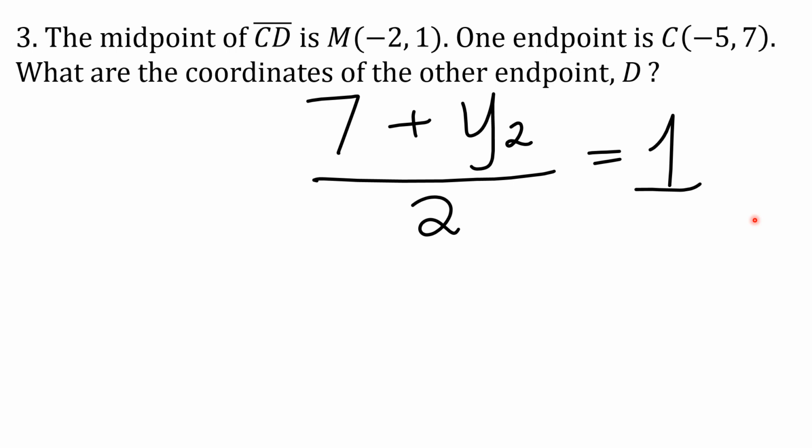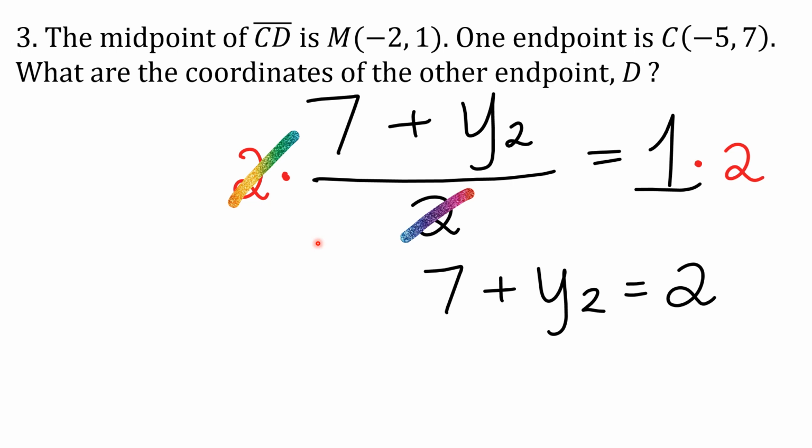So there we go. We're going to take the same approach here. We're trying to get y2 by itself. That 2 in the denominator is in our way right now, so we can easily get rid of that by multiplying by 2 on both sides. That's going to cancel out the 2's on the left. 1 times 2 is 2.